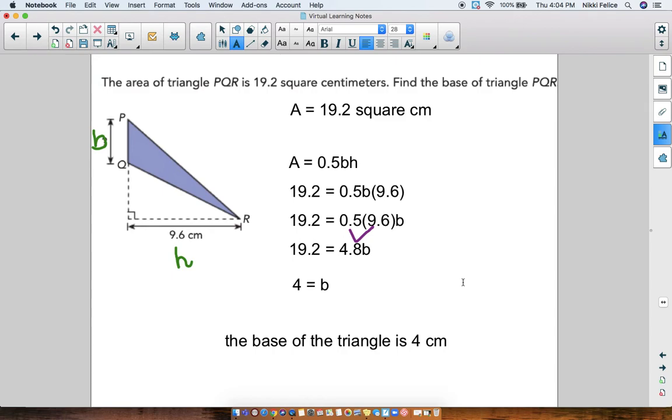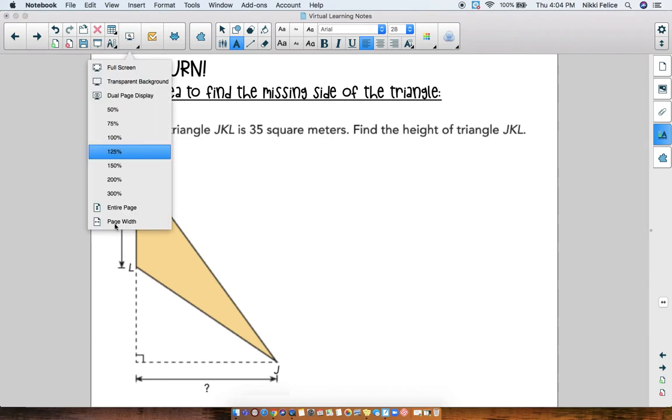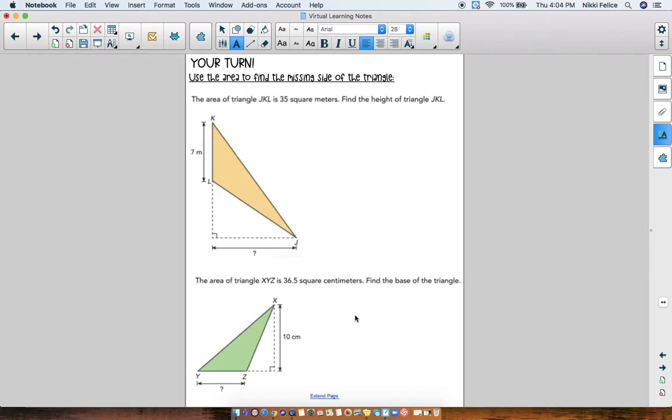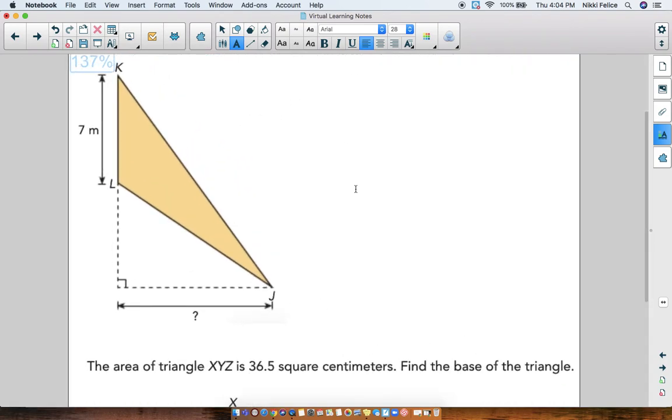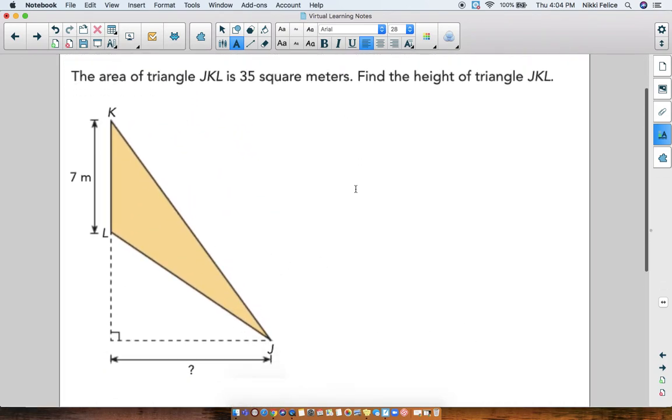Okay, so I want you guys to try 2 of these by yourself. I'm going to zoom out so you can see everything. So pause the video, copy these down, and try them. And when you are done, you can click play so we can check our answers. Ready, set, go. Okay, so now hopefully you've done these by yourself. I'm going to zoom in on this one so we can start with this triangle here.